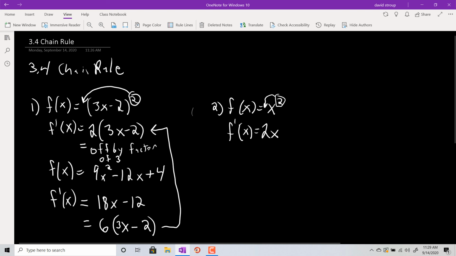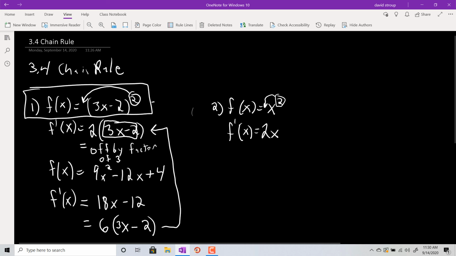So is there any way to remedy this situation? And yeah, there is. It's the chain rule. How do we remedy the situation? Well, what we're going to do is take the derivative of this inside part. That's the factor of 3 that you would be missing with the derivative.